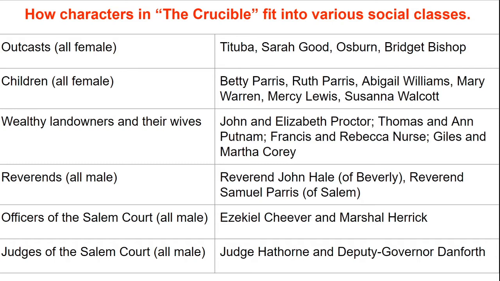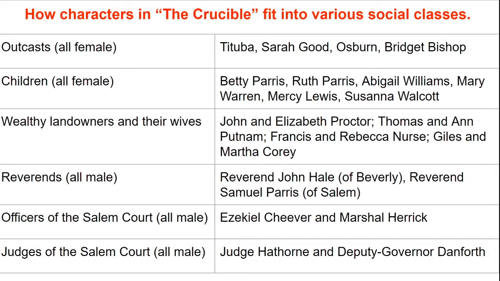Above this group of people on the power hierarchy, you have the reverends, the ministers of the churches. So these are Reverend John Hale, who comes from the village of Beverly, and Reverend Samuel Paris, who is the minister of the Salem Meeting House. Probably slightly above that, or possibly on a par, are the officers of the Salem court, and they were also all male. So that's Ezekiel Cheever and Marshall Herrick.